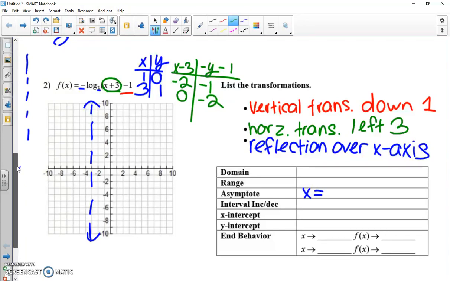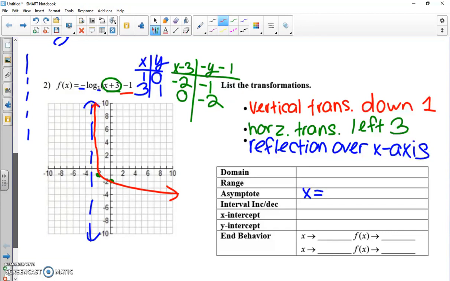So -2, -1, and then 0, -2. All right, and this one's been reflected. So instead of going up, it's going down. So remember, we go along the asymptote, and then it kind of quickly goes off to the right.